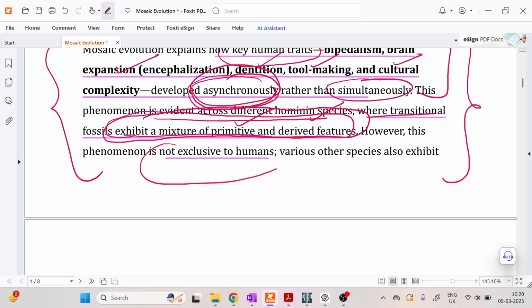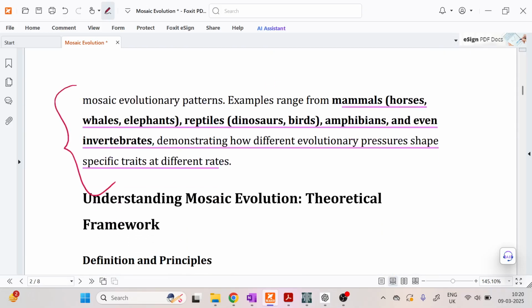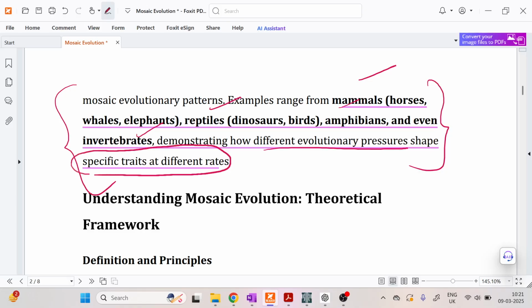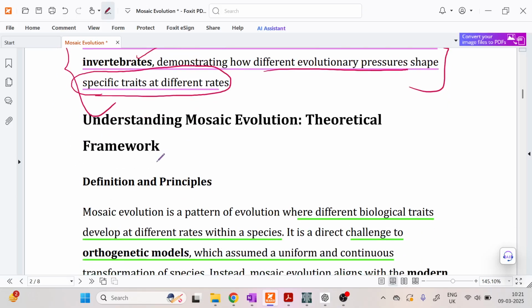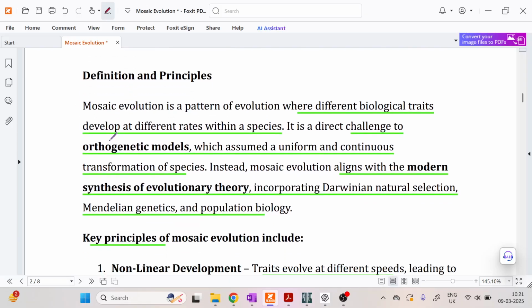And this phenomenon is not exclusive to humans. There are other species too, such as mammals, reptiles, amphibians, invertebrates, all of them demonstrate how different evolutionary pressures shape specific traits at different rates. Now let's have a look at the theoretical framework, definition and principles.